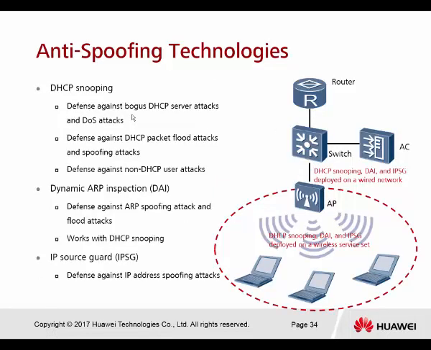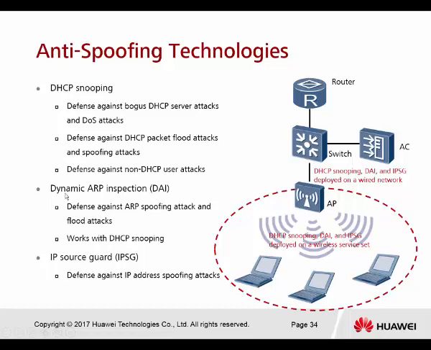The next one is the anti-spoofing technology. The first one is DHCP snooping. It is used to defend against the bogus DHCP server attack and the DoS attack, defend against DHCP packet fraud attack and spoofing attack, and defend against the non-DHCP user attack. So this is the feature of DHCP snooping.